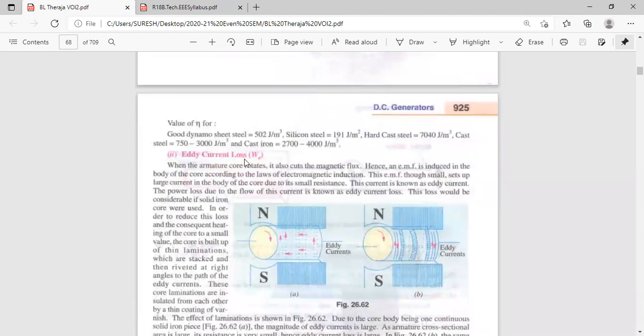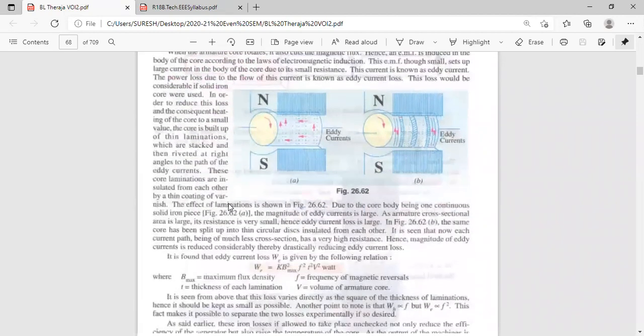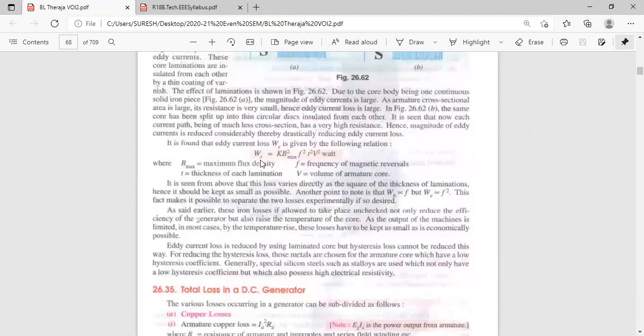Eddy current loss heading, eddy current loss WE. Write down the formula for this eddy current loss. WE is equal to K, or eta. Eta also you can take. Instead of K, you can take eta. Eta Bmax square F square T. This is not T square, this is T. They have given wrong in your textbook. This is not T square, this is T. T and V square.